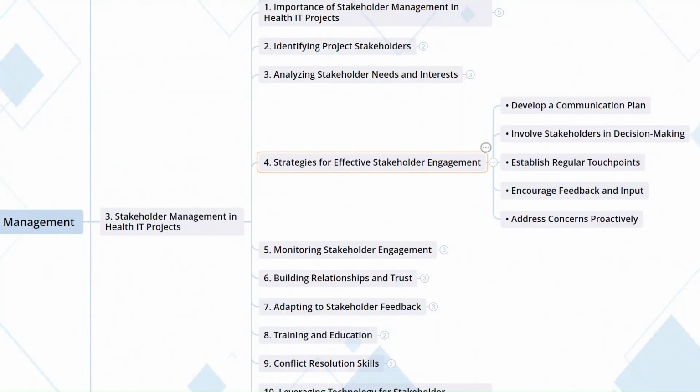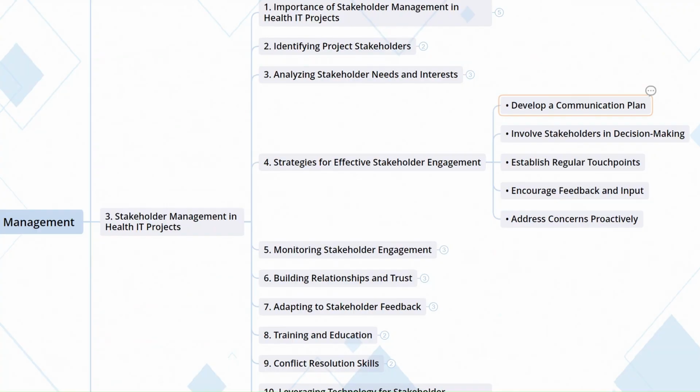Next, strategies for effective stakeholder engagement. To ensure successful stakeholder management, effective engagement strategies should be implemented. These include developing a communication plan, involving stakeholders in decision making, establishing regular touch points, encouraging feedback and input, and addressing concerns proactively.